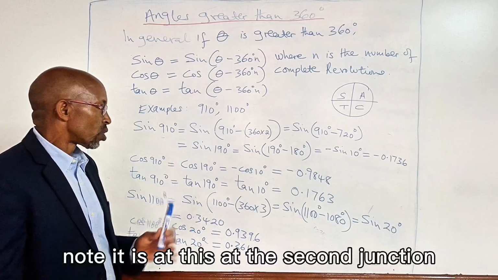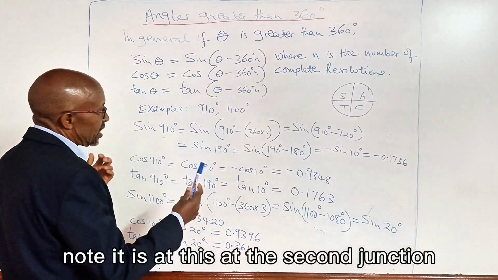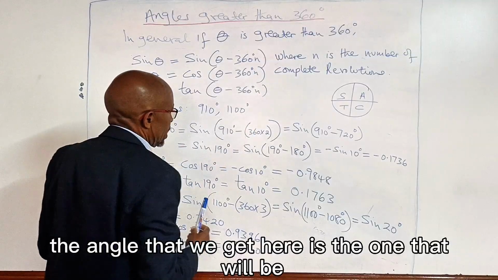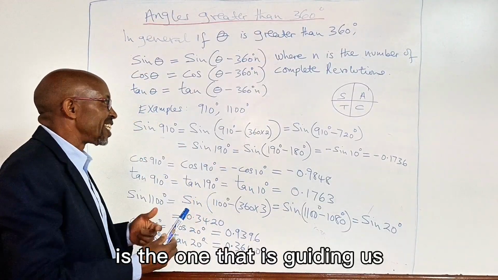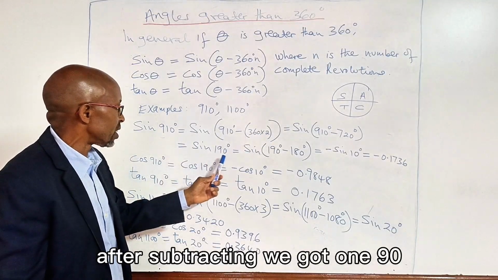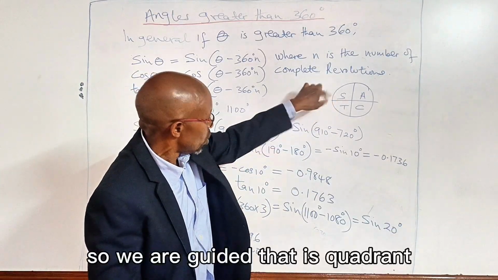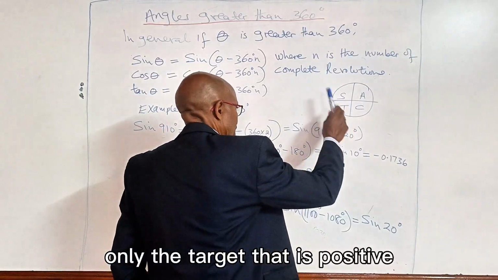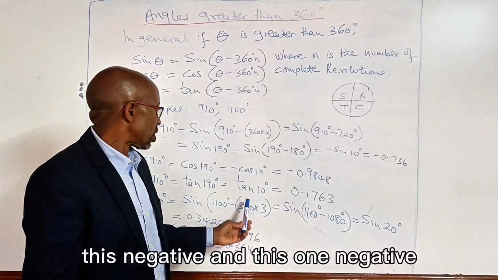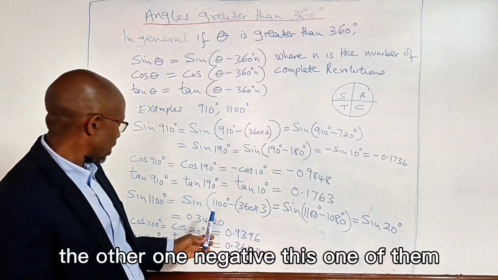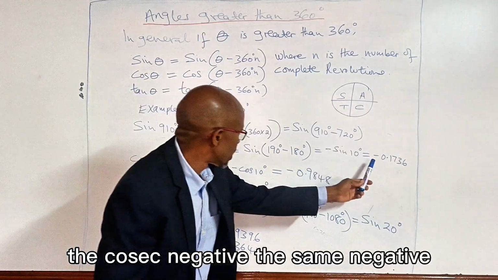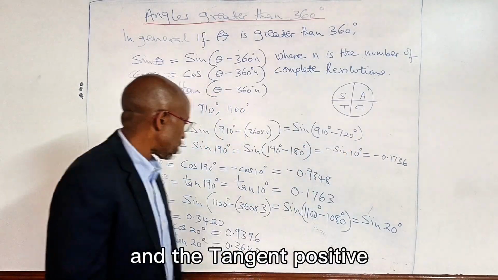Note it is at the second juncture, that is after subtracting, the angle that we get here is the one that is guiding us. We got 190 here. After subtracting, we got 190. So 190, that quadrant. So we are guided. In that quadrant only the tangent is positive. That is why this was negative, this negative, and this one negative. The cosine is negative, the sine is negative, and the tangent is positive.